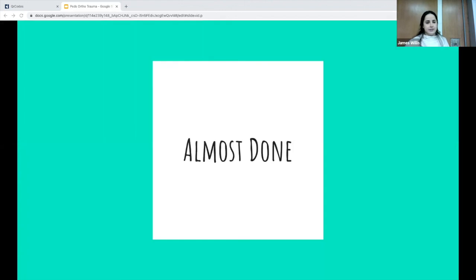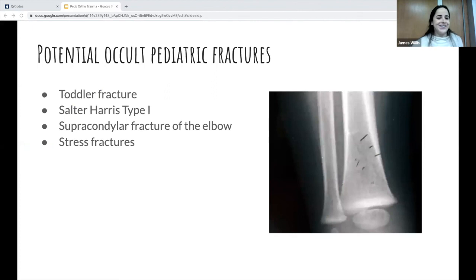And we're almost done, finally. Potential acute pediatric fractures are toddler fractures, Salter-Harris type 1, supracondylar fractures, and stress fractures. They might not show up on the first initial X-ray. If the patient has point tenderness, as Rosie said earlier, you need to splint this and have them follow up with either the primary care physician or ortho, so they can get repeat X-rays within 1 week to 10 days, and you might then see the actual fracture.